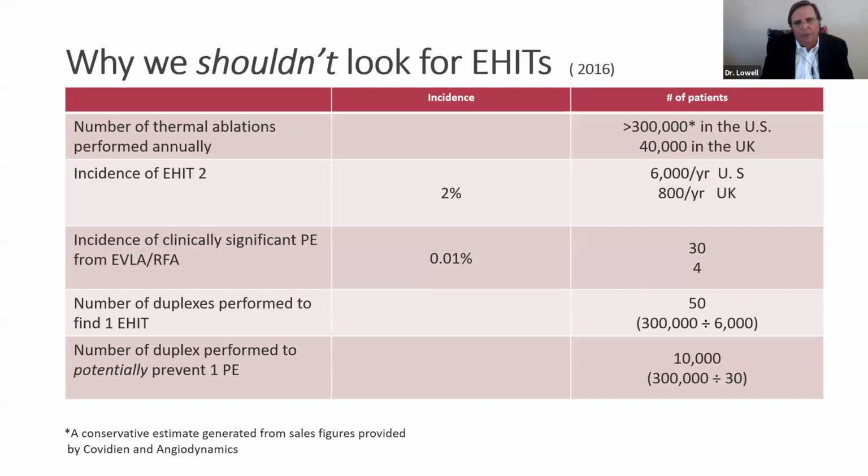If we look at data from 2016, I would tell you that the 300,000 in the United States is probably greater than 600,000. So let's use 300,000, and 40,000 in the UK, in terms of number of thermal ablations. The incidence of EHIT 2, if we take it at high, is 2%. That means that there are 6,000 cases in the United States and 800 a year in the UK. The incidence of clinically significant PE is about 0.01%, or 30 in the United States, or 4 in the UK. The number of duplexes performed to find one EHIT is simple mathematics, or about 50. The number of duplexes performed to potentially prevent one PE is 10,000.